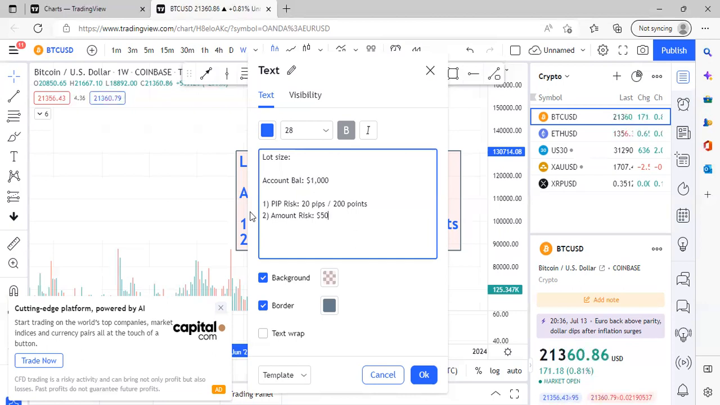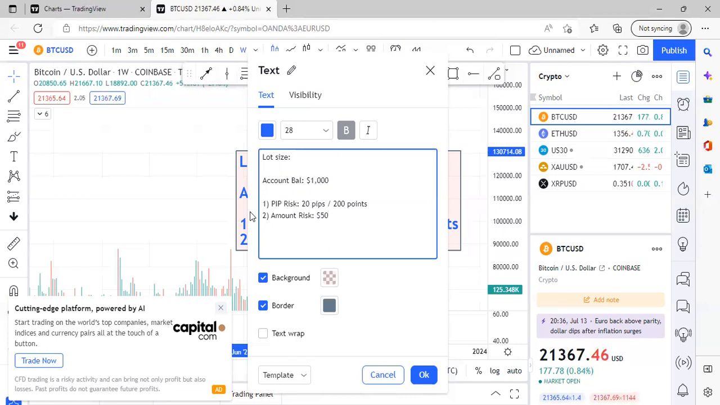Let's say you want to risk $50 out of $1,000. That means if the market goes against your analysis, you will not lose more than $50. So you already have a budget for yourself. You already have a plan that whatsoever comes out in the market, you will not lose more than $50.